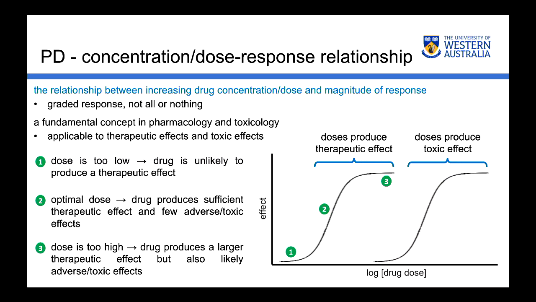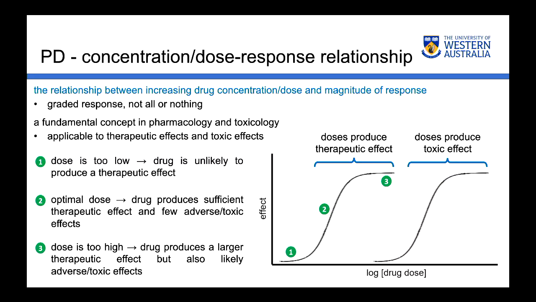So you appreciate that when the dose is too low, then we know that it's probably not going to produce therapeutic effects. The dose has to be right so that it produces sufficient therapeutic effects, but at the same time, it produces minimal or no adverse effects at all. But if the dose is too high, then again, it produces therapeutic effects, but there's a potential for the drug to produce adverse effects as well. So the dose needs to be optimized.